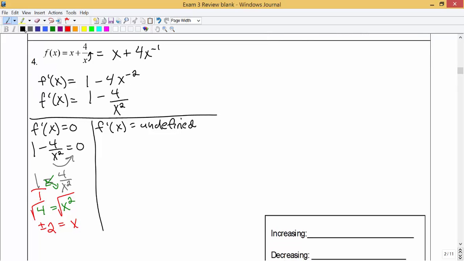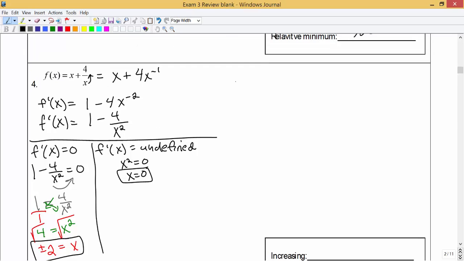So we have two places where the graph has a horizontal tangent line. So remember, these are potential relative maxes and mins. Then we also have a place where the first derivative would come back undefined. If we take that denominator of x squared and set it equal to 0, we would see that x equals 0 would cause our first derivative to become undefined. So we actually have three values that will separate our number line. We have minus 2, we have 0, and then we also have positive 2.